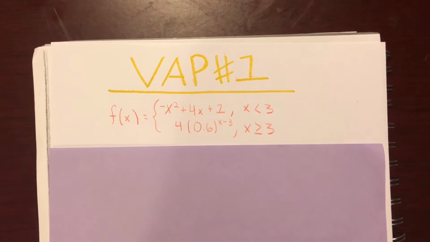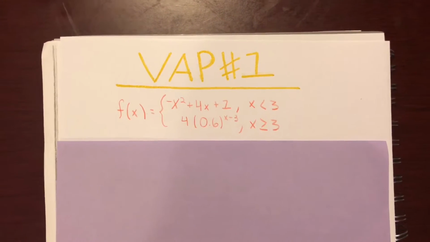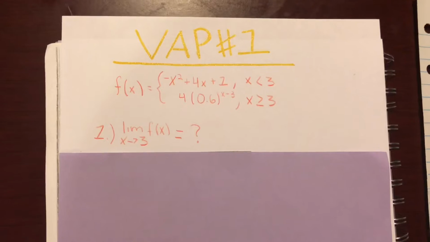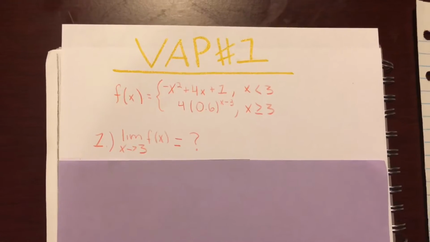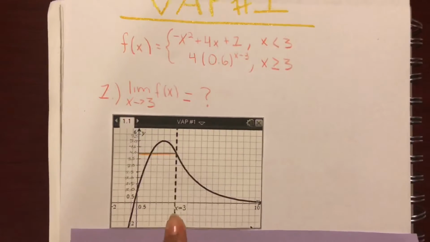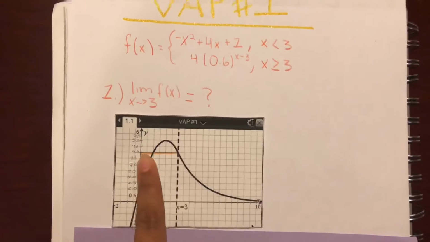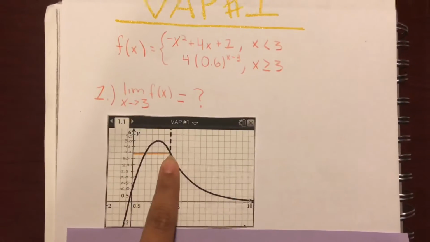For video assessment problem number 1, we are given the function f of x to analyze. First, we are asked to find the limit of the function f of x as x approaches 3. If we look at the graph, we can see when x is 3 that y equals 4, so the limit as x approaches 3 is 4.